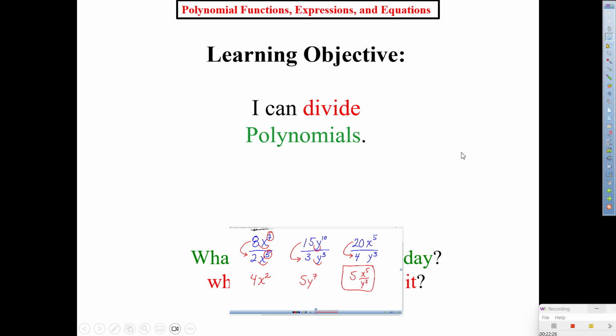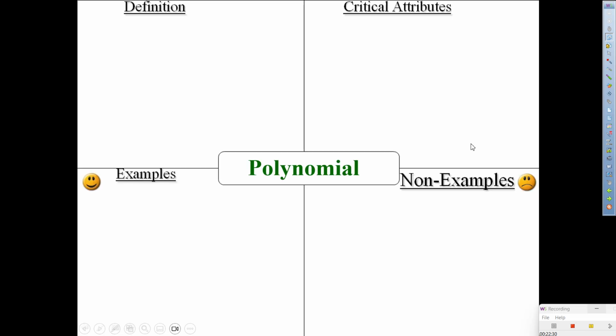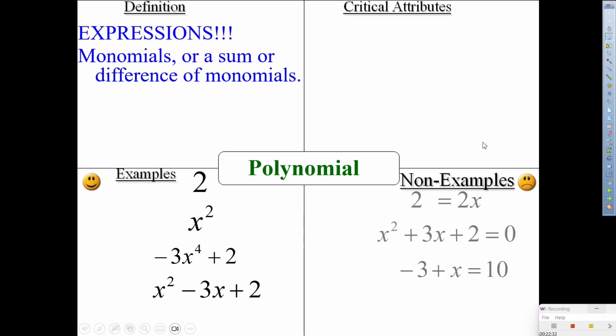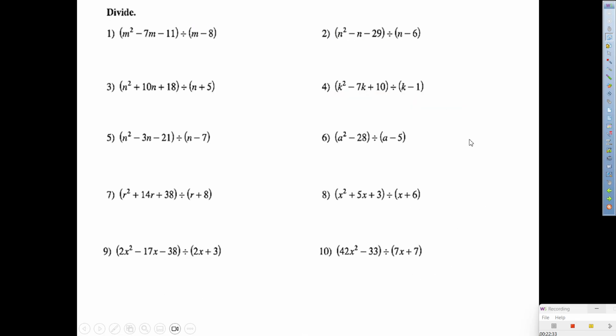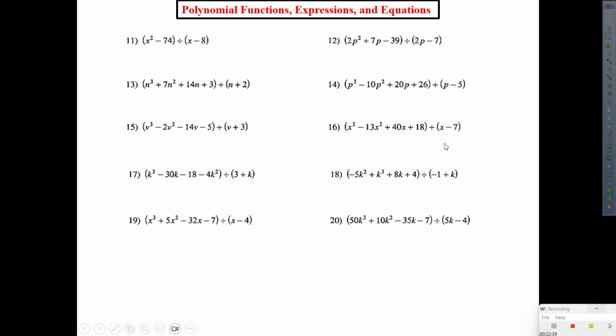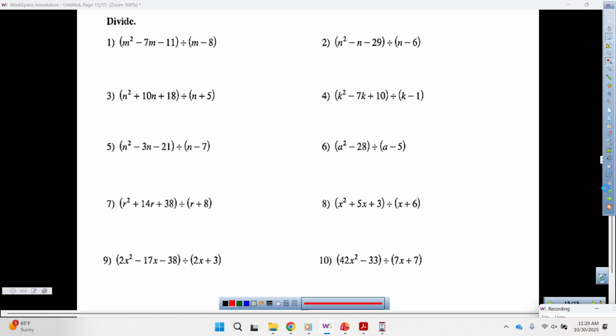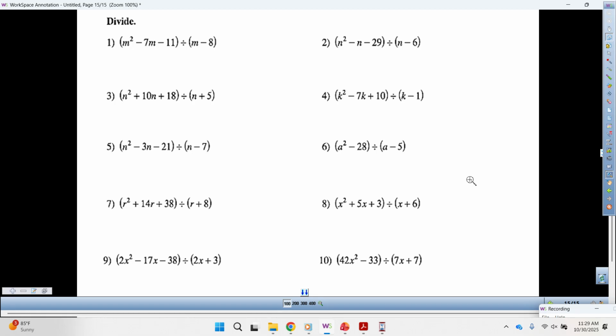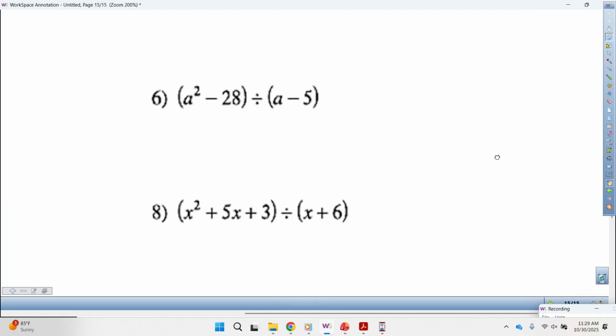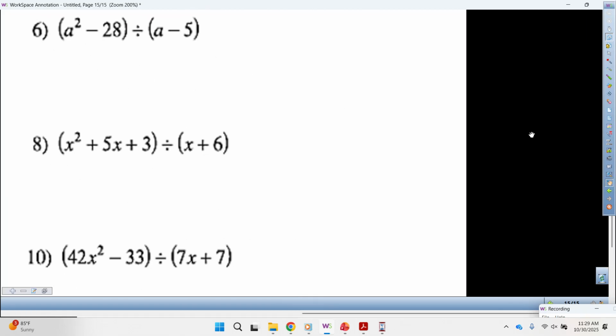we're in the middle of dividing polynomials. So we already know what polynomials are. And this is the home plate for tonight. So we're going to do some practice today. Let's do number 6. On your paper, write down problem number 6. Let me zoom in. We're doing long division. Number 6.